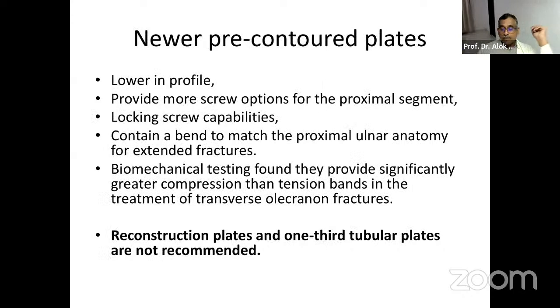And now we all know about the synthes plate, the newer pre-contoured plates, which are of a low profile. They provide more screw options for the proximal segment. They have got locking screw capabilities. They contain a bend to match the proximal ulnar anatomy for extended fractures. It has been found by biomechanical testing that they provide significantly greater compression compared to tension band, and they maintain it. They don't lose it with time in the treatment of transverse olecranon fractures. Ideally, people don't use reconstruction plates, one-third tubular plates, DCPs, or recon plates, as they don't serve the purpose.